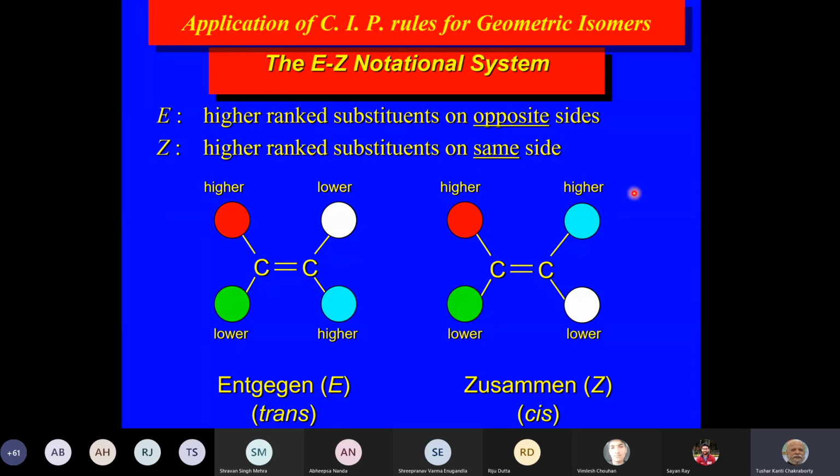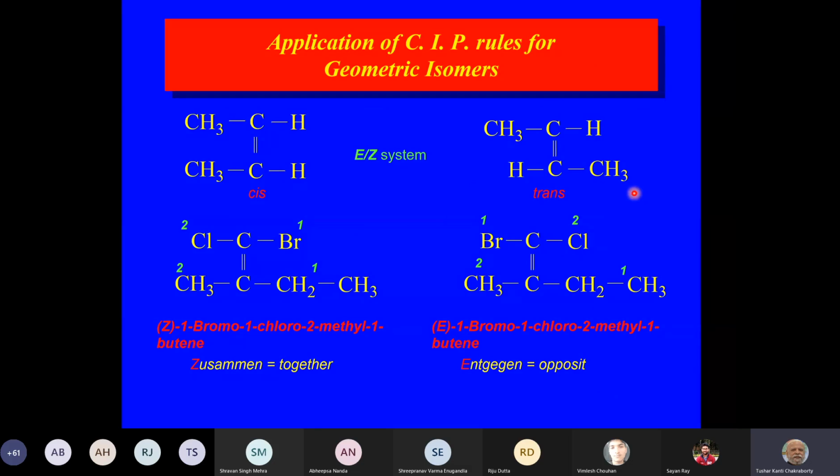This is now an application extension of the CIP rule for determining the geometric isomers, cis or trans, of the olefin. For example, now you have these substituents here, the methyl and butene, right? 2-butene.